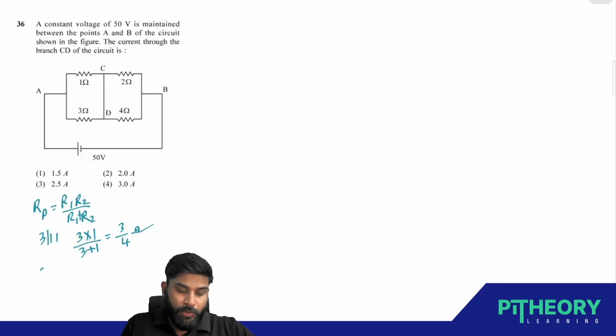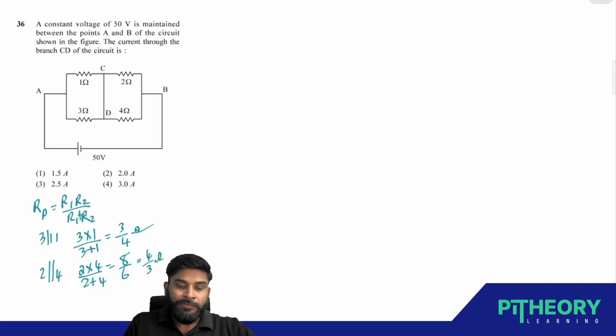At the same time, 2 is in parallel with 4. So equivalent, we can find it 2 into 4 divided by 2 plus 4, right? How much is that equal to? 8 divided by 6, which you can write as 4 divided by 3, right? So here we have these two. So now those two are actually in series. Which two are in series? So our circuit is now like this, right?